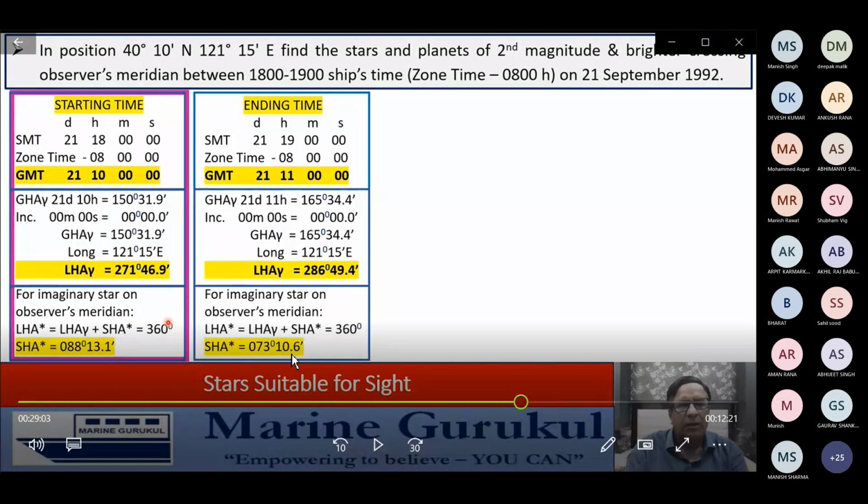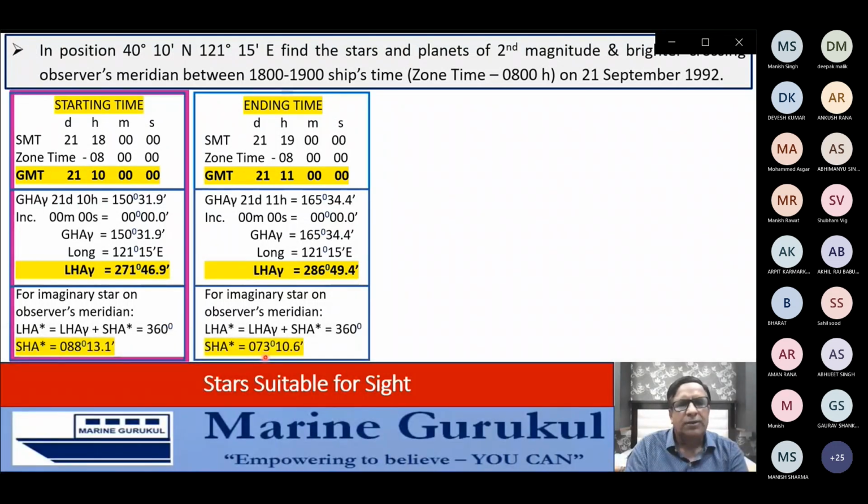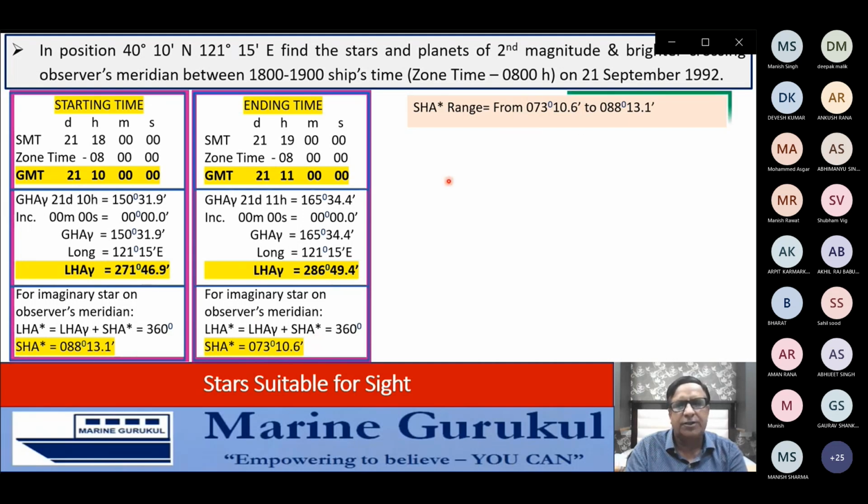We have to go to the table on page 268, find out the stars within this SHA range and list them down. And we get this value to be 73 degrees, 10.6 minutes. We have got the SHA of the imaginary star on the observer's meridian at the commencement of the interval and at the end of the interval. So all our stars and planets of interest should have the SHA in this range. So the SHA range that is of interest to us is from 073 degrees, 10.6 minutes to 088 degrees, 13.1 minutes.